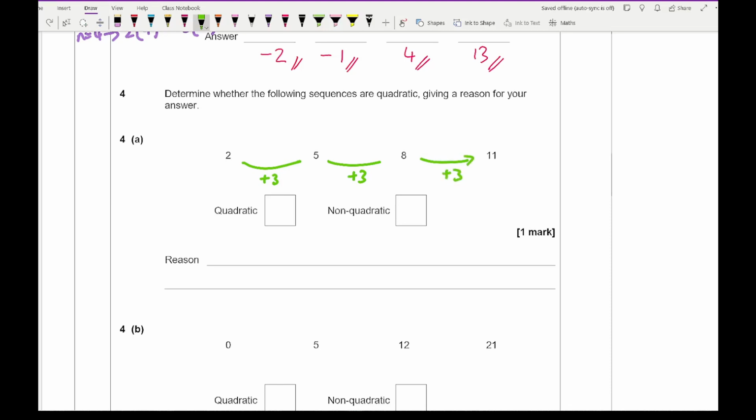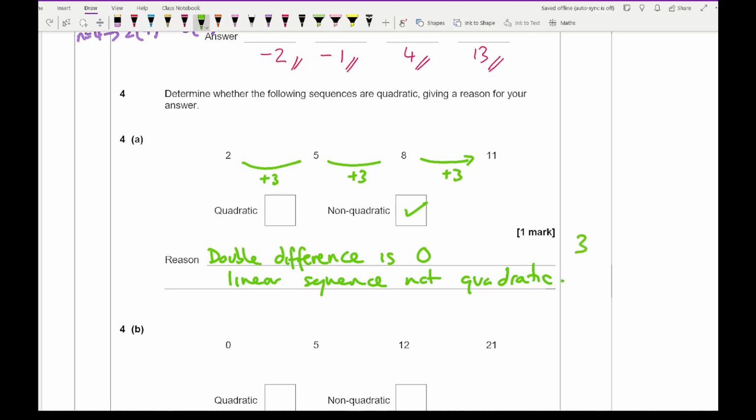So this is going to be non-quadratic, and the reason for that is because the double difference is 0, but also it's a linear sequence, not quadratic. So something along those lines, or you could quote the nth term, which is basically 3n minus 1, which isn't quadratic.